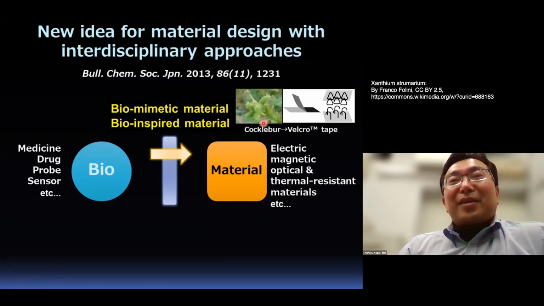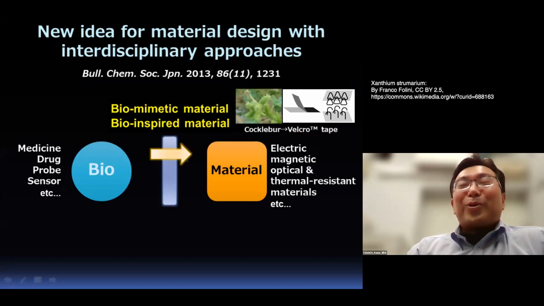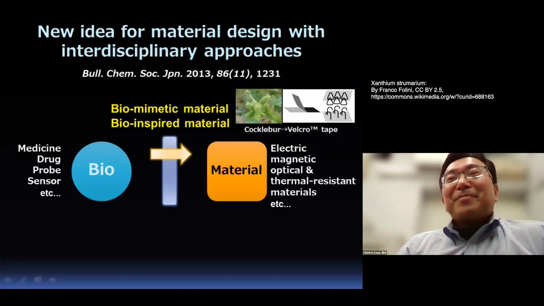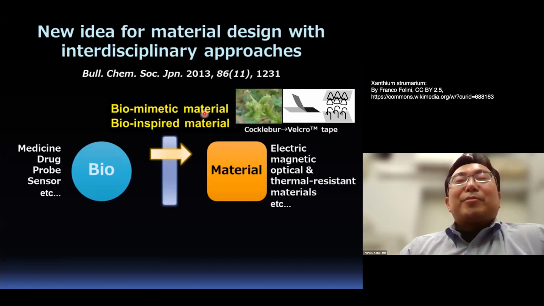And based on this plant, we can obtain a tape named Velcro tape. We call it magic tape in Japanese. Anyway, it is one typical example, and there are many kinds of biomimetic materials, and there are several national projects in Japan on the development of biomimetic materials.